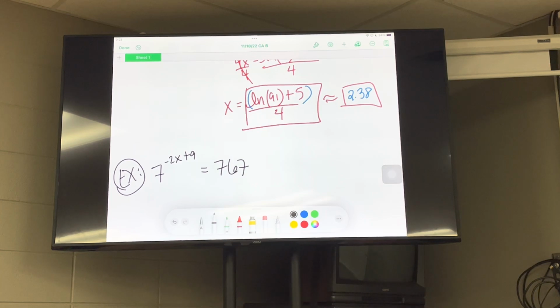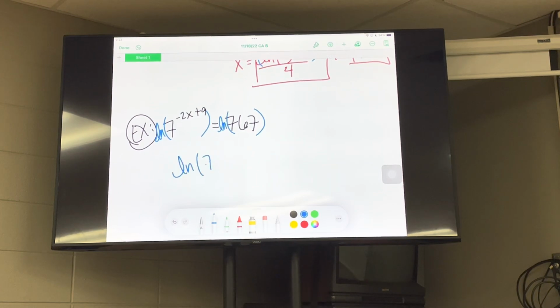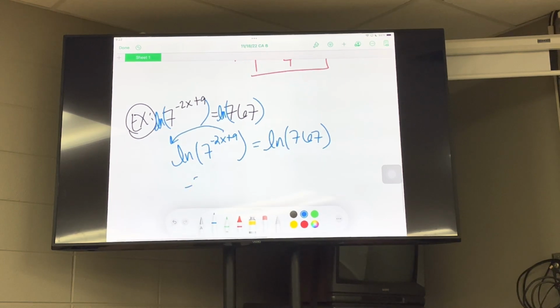Take the log of both sides, log of this side, log of this side. So we have the natural log of 7 to the negative 2x plus 9 equals the natural log of 767. Why did I take the log of both sides? So that I could get x out of the exponent. So I could bring this down to the front. So negative 2x plus 9, natural log of 7, equals the natural log of 767.